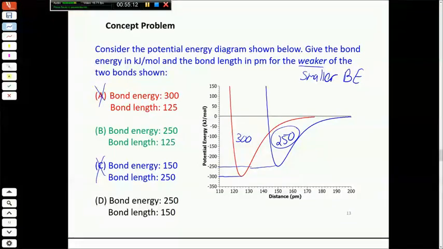And then we want to figure out what is the bond length for that bond, and that's where we go to the x-axis. So if we go to this weaker bond here, we extrapolate to the x-axis, and we can clearly see that that's 150 picometers. So the bond length is 150. So the choice would be D for this one. So we want to be a little bit familiar with how to read these diagrams.